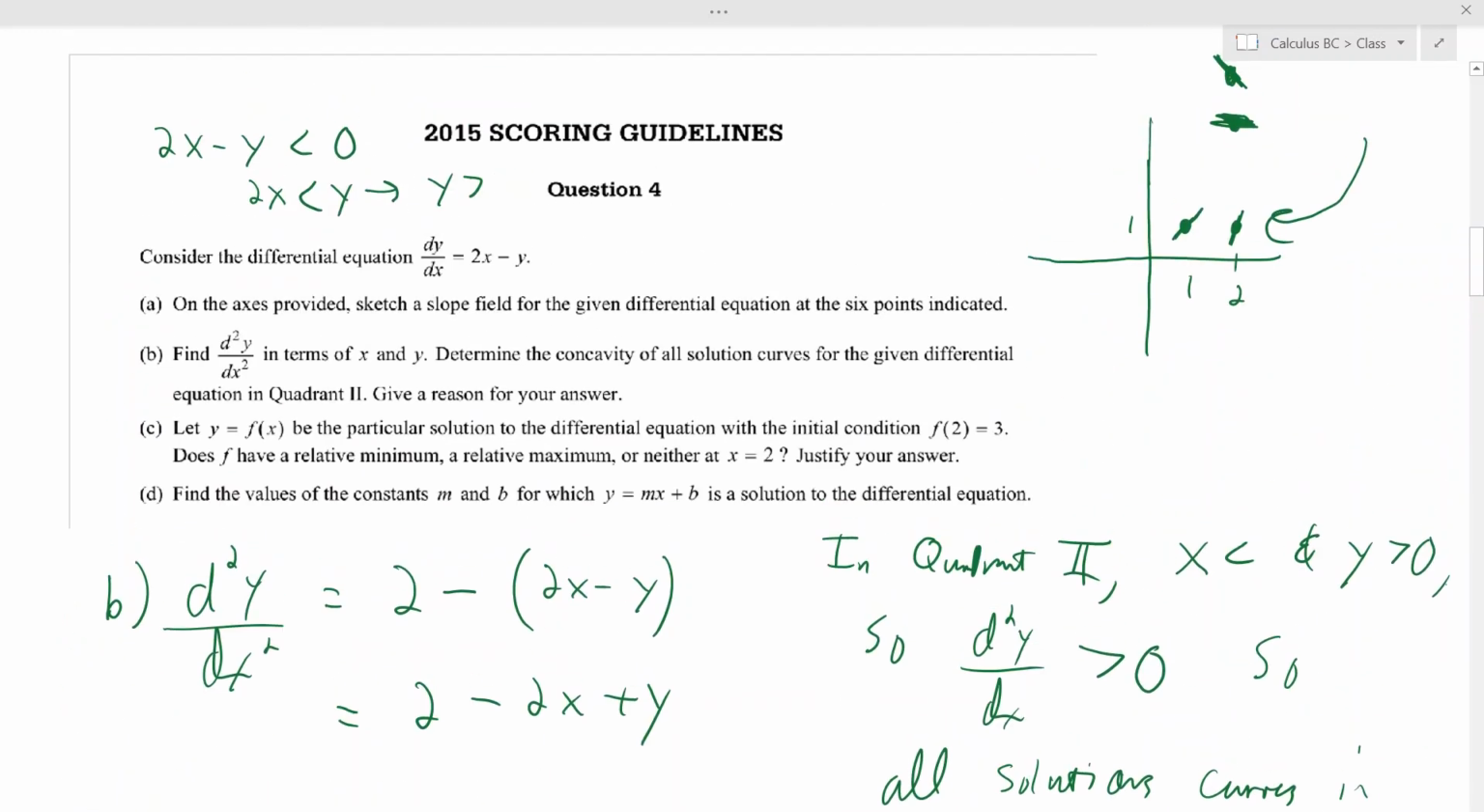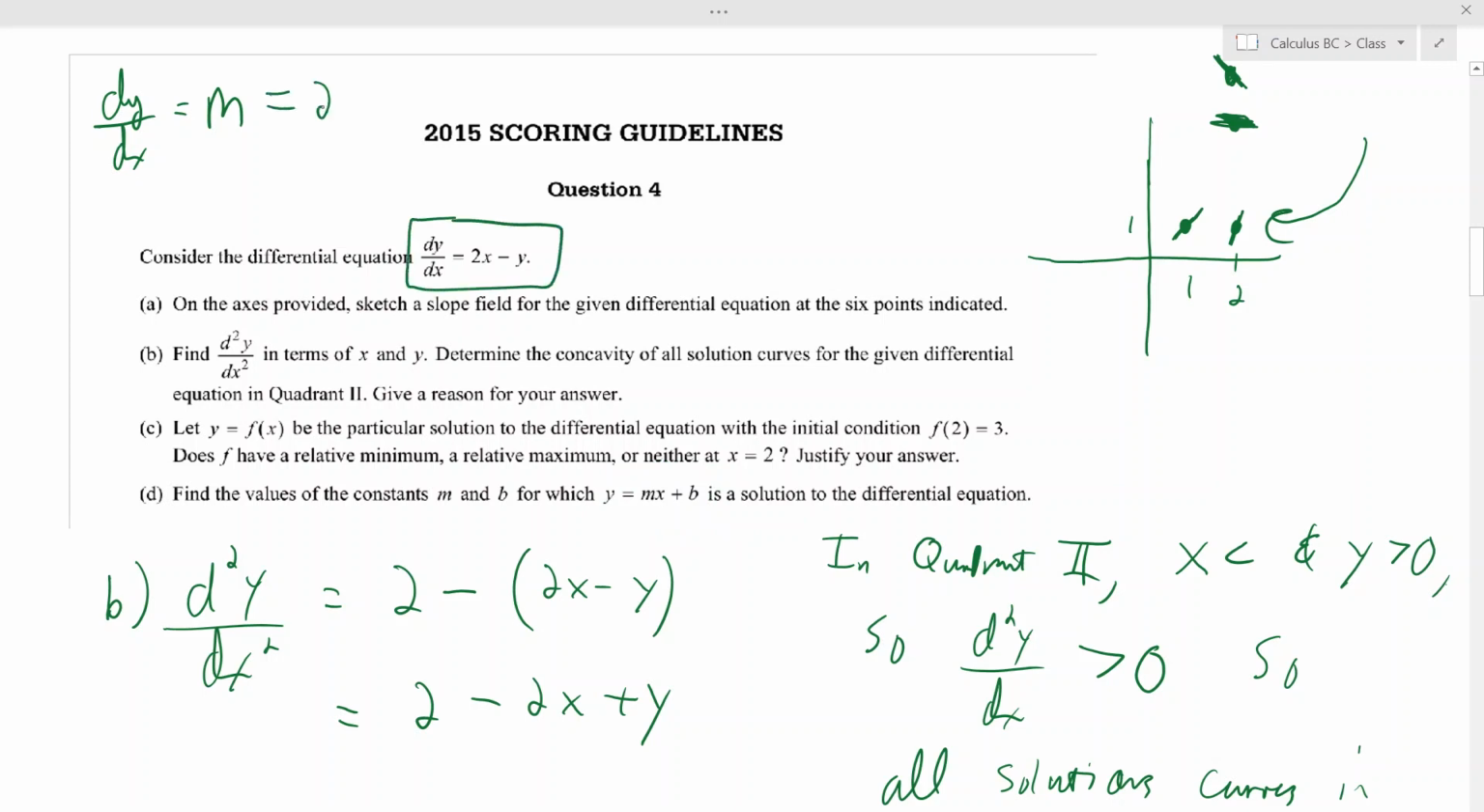Now, that seems a little tough because we've got all these freaky variables floating around, but here's what this means. It means if you take the derivative, so dy/dx, you're just going to get m, right? This is just a line. If you derive it, you get m. But because that's a solution to the differential equation, that has to equal what they said the solution was, 2x minus y. That's the first key thing you've got to recognize.